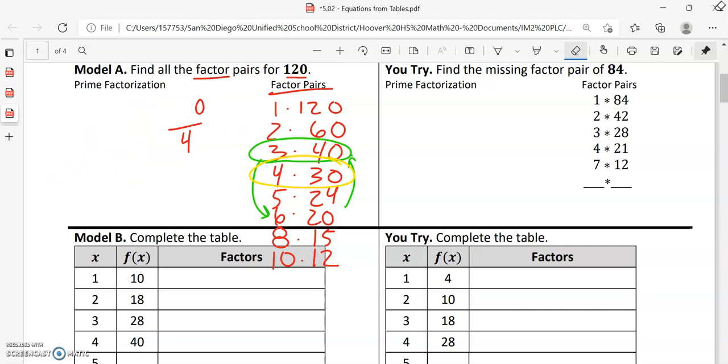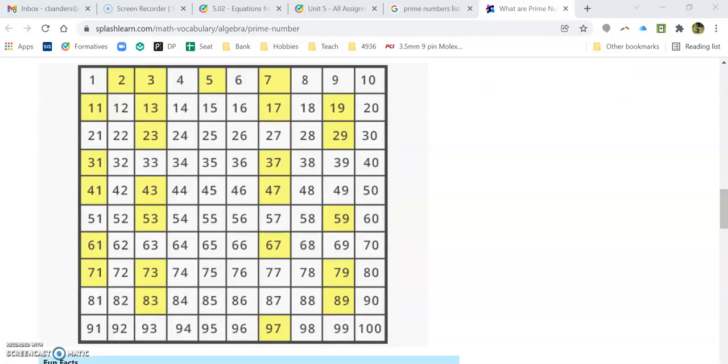Prime factorization. A prime number is a number that can only be divided by itself and 1. So this is the list of prime numbers. You will notice they are all odd except for the first one that's even. It's 2. Every other number is odd. And the numbers that we're going to really focus on primarily are the first few: 2, 3, 5, and 7.